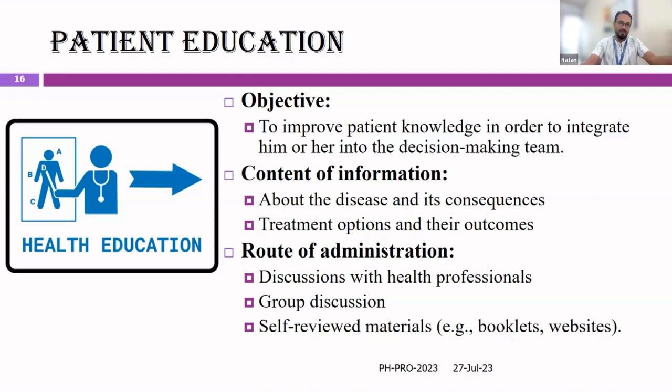Route of administration, or how do we educate? It can be a discussion with the healthcare professional. You may have a one-to-one discussion with the patient to give the above content. It can be a group discussion. You may go to one of the societies and group up those people who have osteoarthritis. You may give the same information to the group, or self-review materials, like a booklet, or a website or other electronic content to refer to by themselves. So these are some of the possible routes which you may use to give patient education.